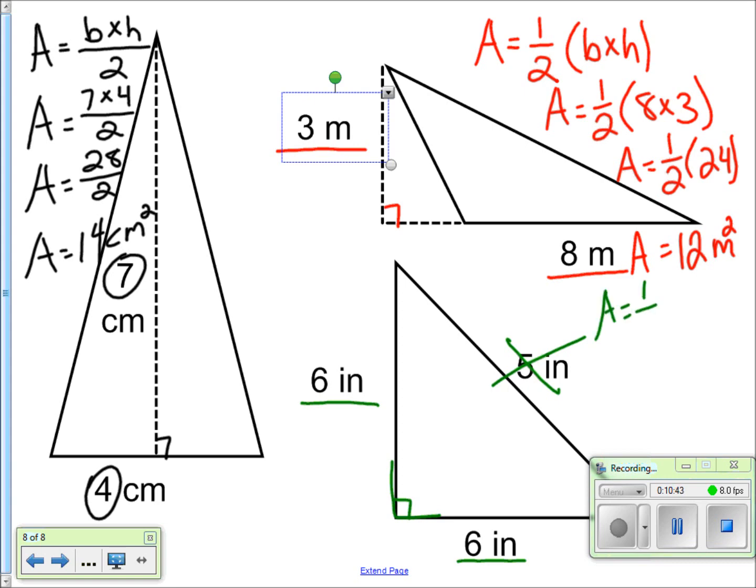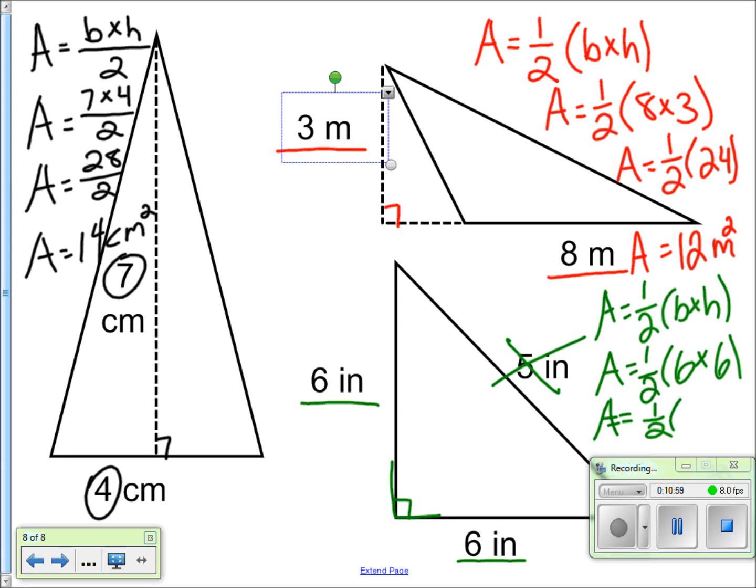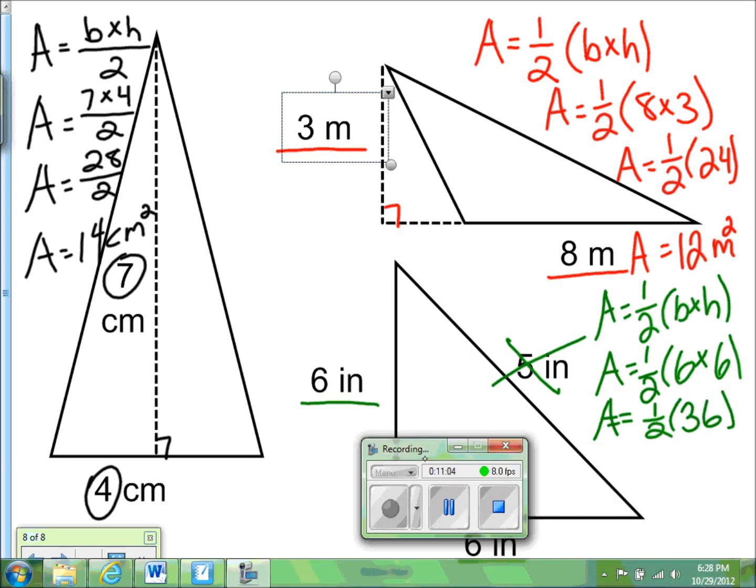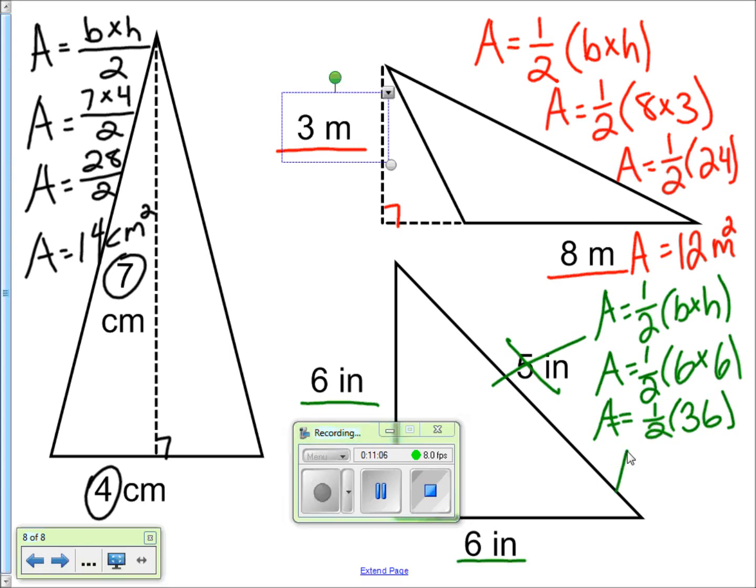Area equals 1/2 base times height. Substituting in our numbers, our base is 6 and our height is 6. Our area equals 1/2 of 6 times 6, which is 36. So our area equals 18 inches squared.